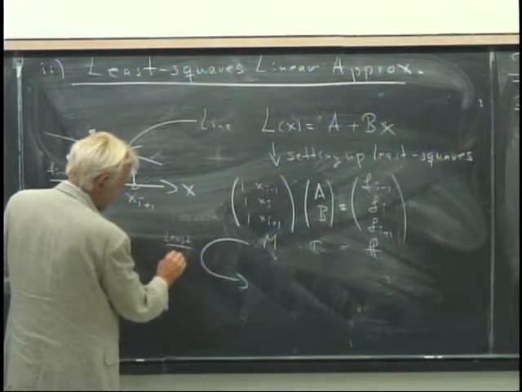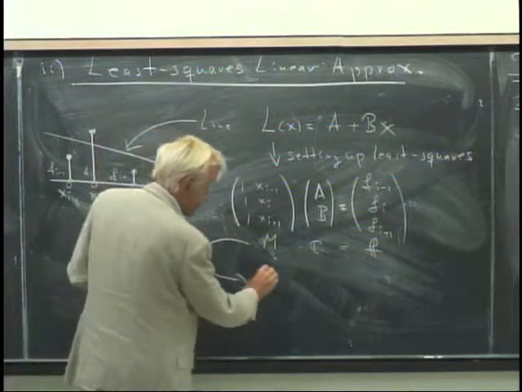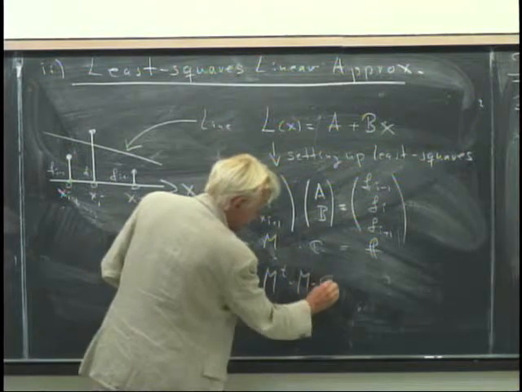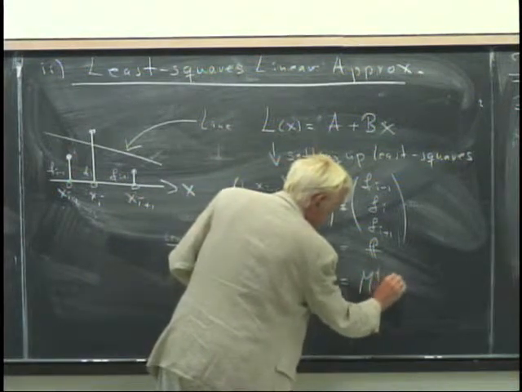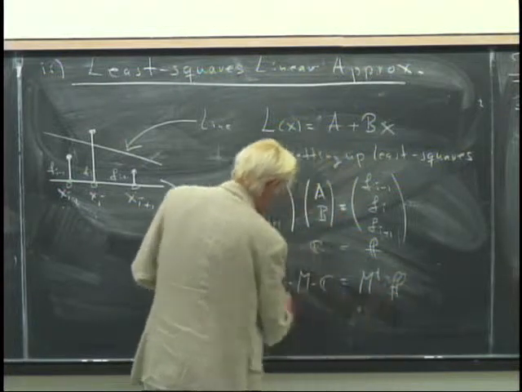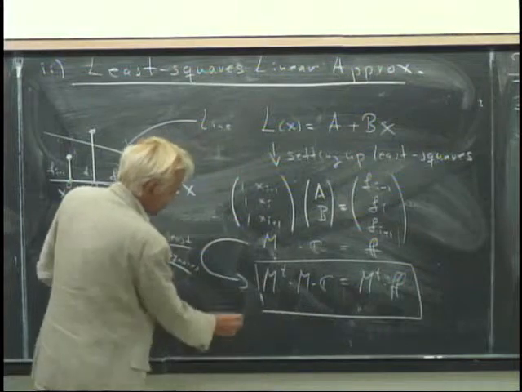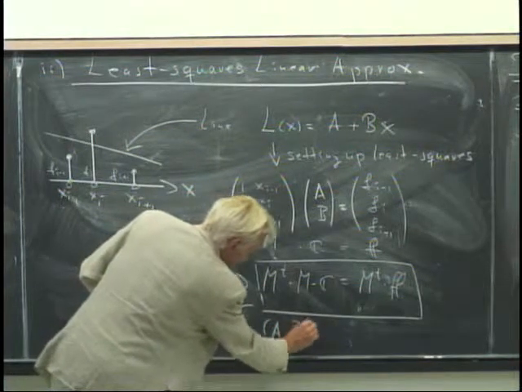Least squares. And the recipe is you solve the system m transpose times m times unknown vector c equals m transpose times f vector. And then you are dealing with the 2 by 2 problem, and from that you get the unknown coefficients a and b.